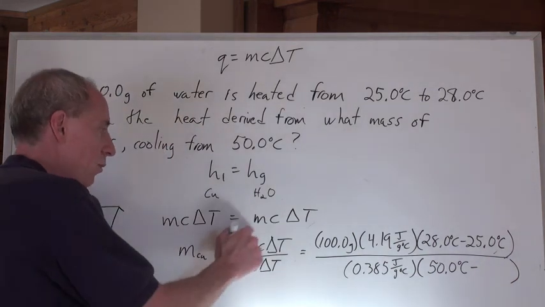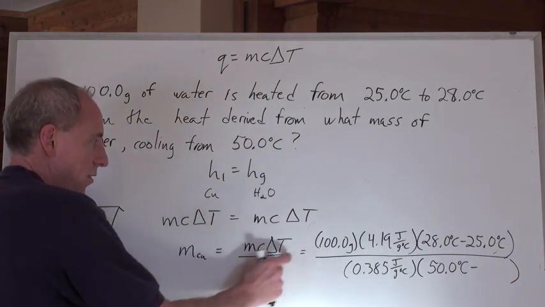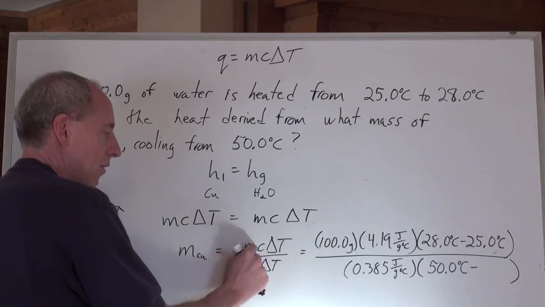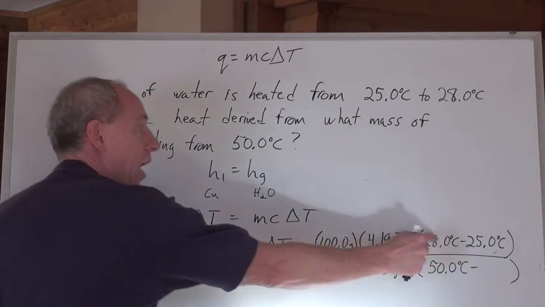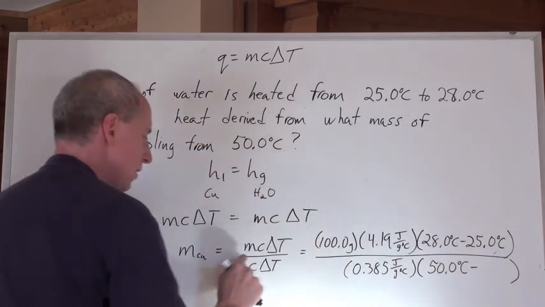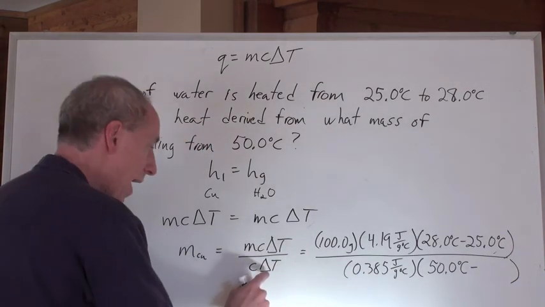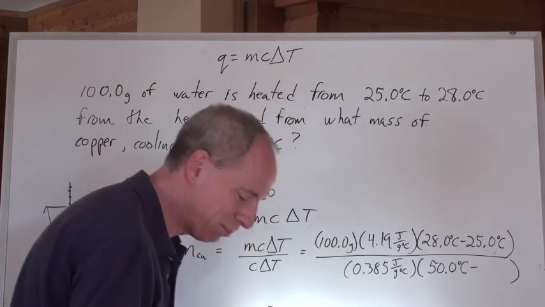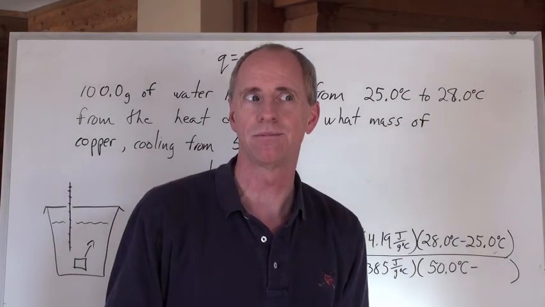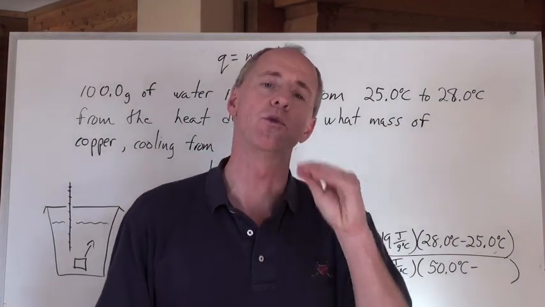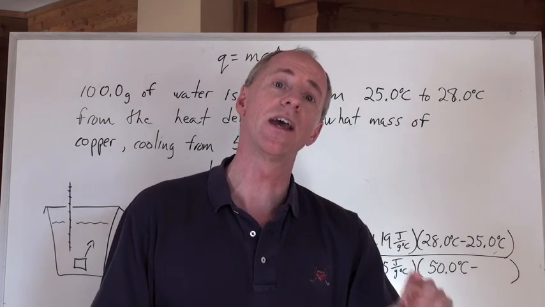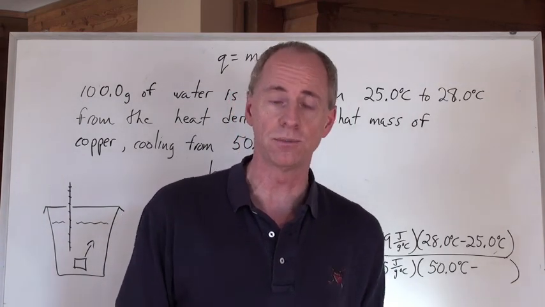The mass of the copper equals MC delta T divided by this C delta T. So it's the mass, specific heat capacity, and temperature change of the water, divided by the heat capacity of the copper and the temperature change of the copper. But we weren't given the temperature change of the copper.